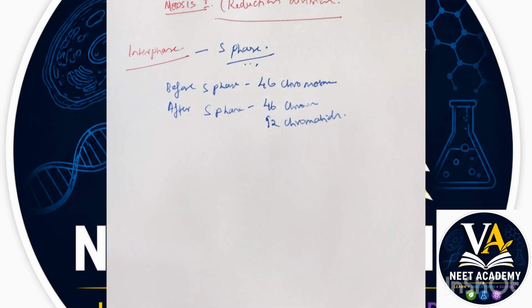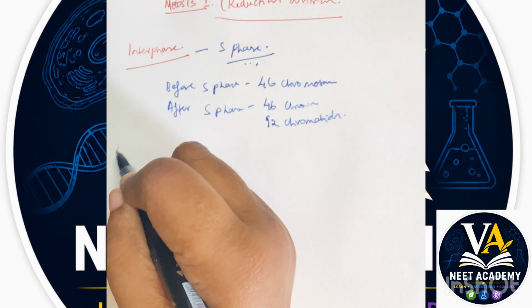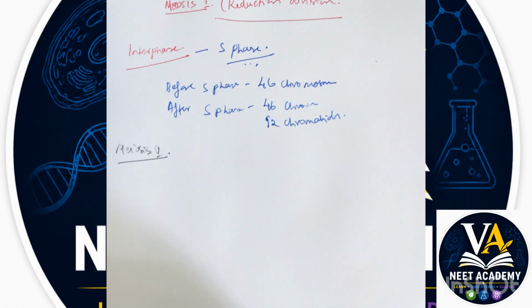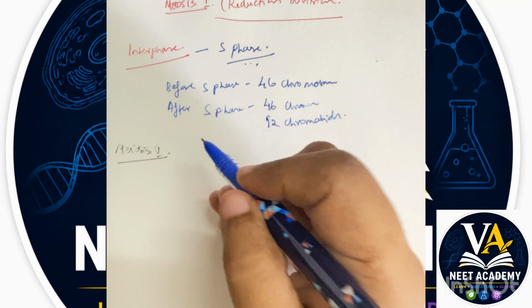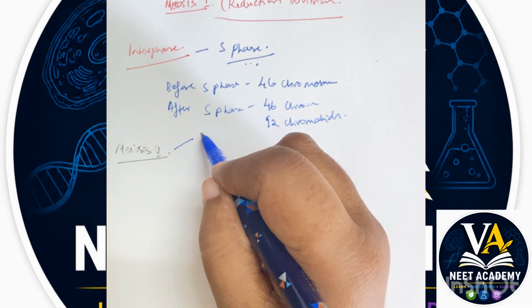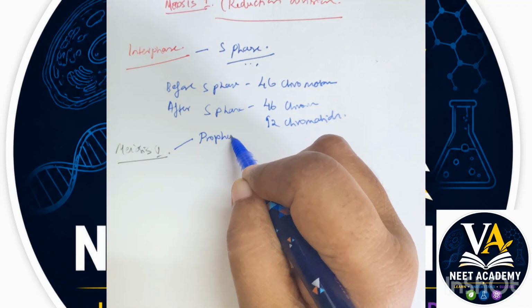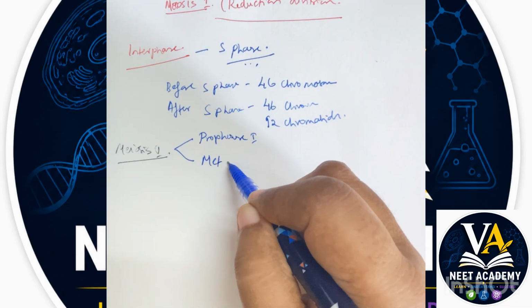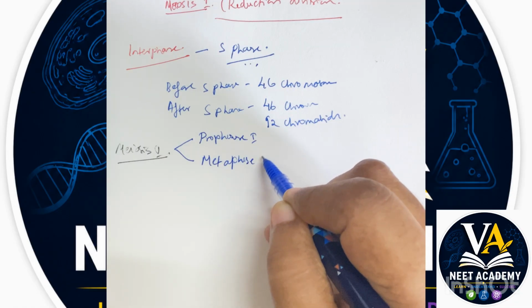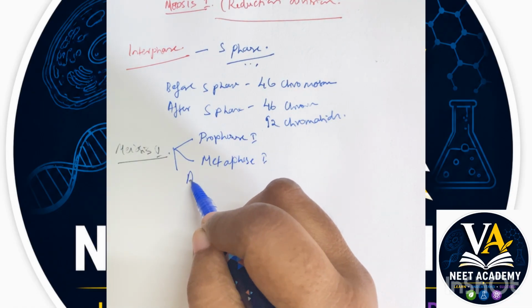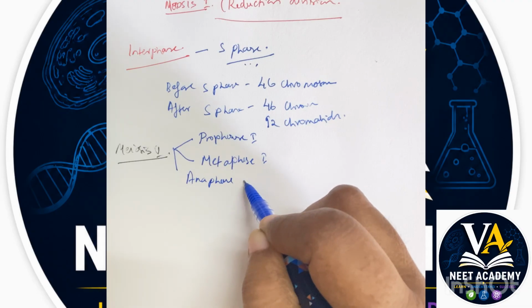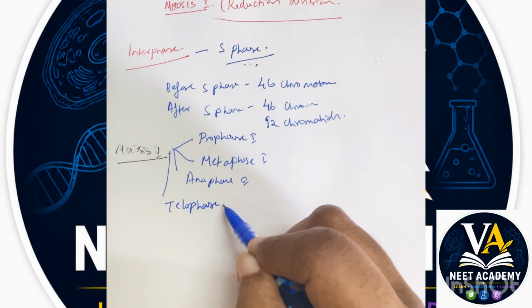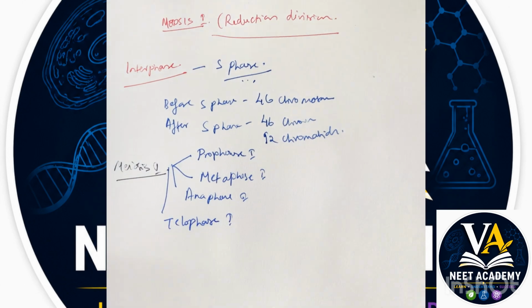Clear? Okay, so now let us go into meiosis I. Meiosis I actually has 4 stages: prophase I, metaphase I, anaphase I and telophase I. Okay, so these are the 4 stages of meiosis I.